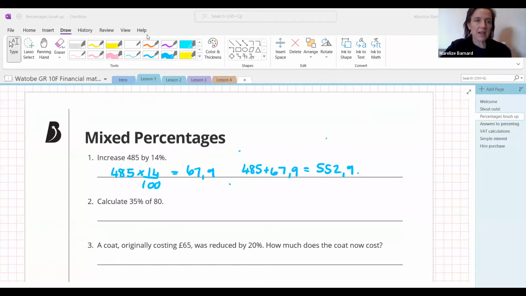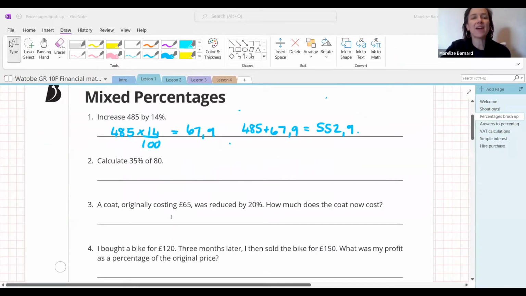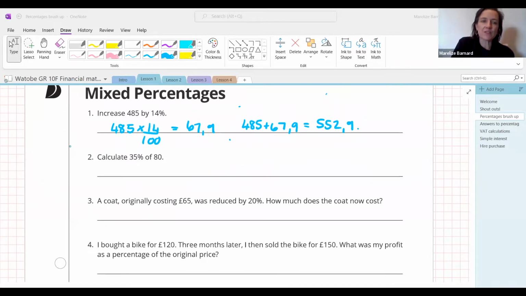Right, so there's almost 100 of us here. So when we ask for thumbs up, we want to see about 100 of those, okay? Right, now we're going to calculate 35% of 80. How do we do that? 35%. We're just calculating 35% of 80.